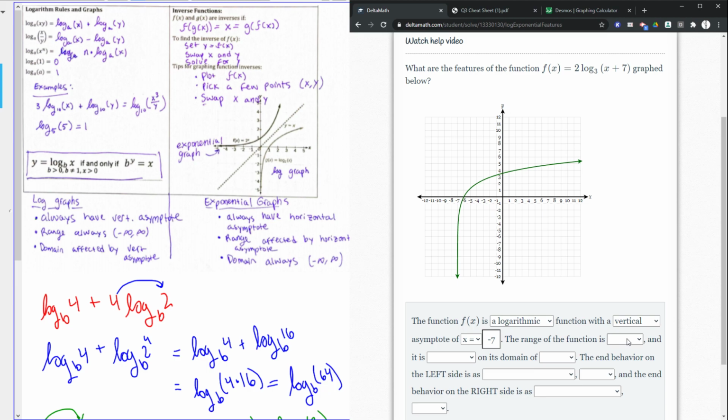Okay. The range, again, logarithms, range is all real numbers, always. Going down forever on the left, we're going up forever on the right. It is increasing, we're going uphill this time. Domain, the furthest to the left that I can go is -7. And I'm going to go forever to the right, to positive infinity.